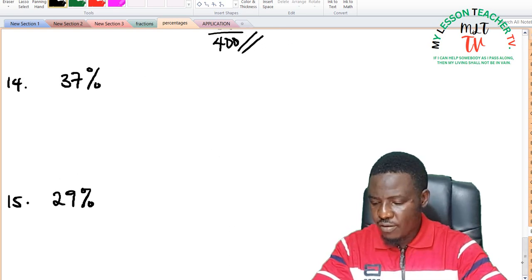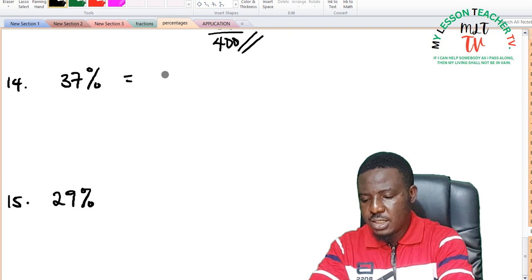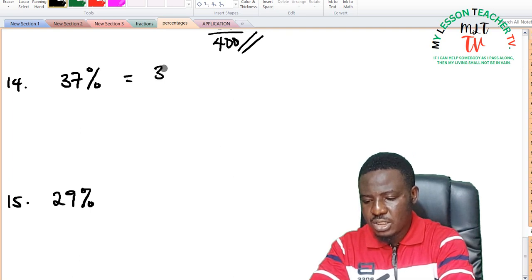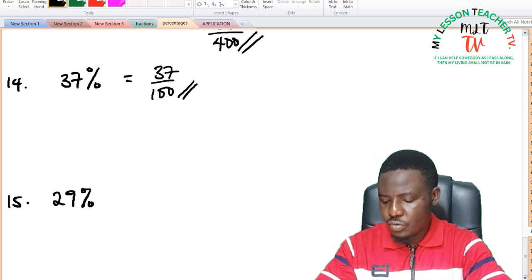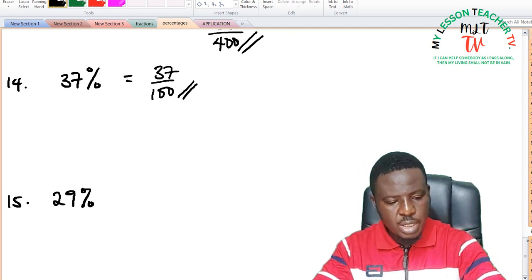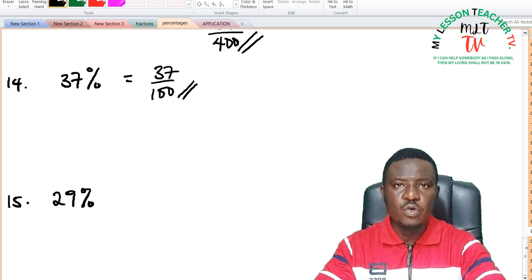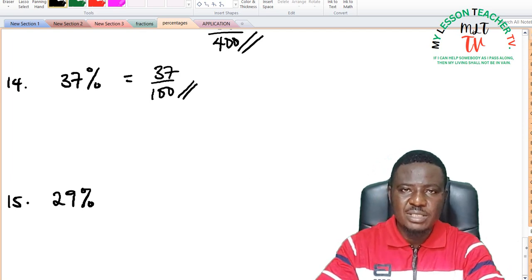And we have question number 14 is said to be 37%, which is 37 divided by 100. And there is no factor that can reduce it to its lowest term. So I shall leave question number 15 for you to do as an assignment.